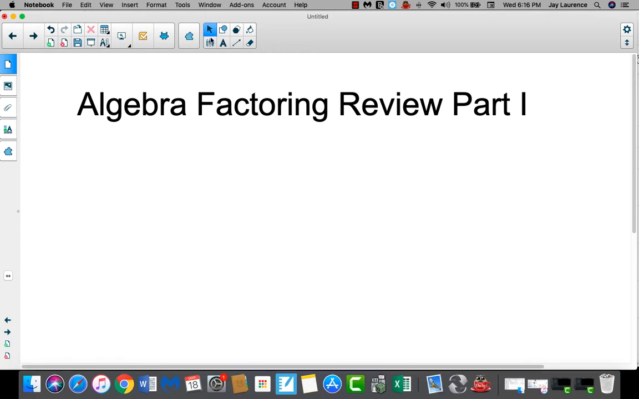We've only done a little bit of factoring, but there are so many types. I want to make sure you're getting good at the types we are doing. Now, it gets kind of tricky to know when to use which type of factoring, so I'm putting together a little flow chart for you.